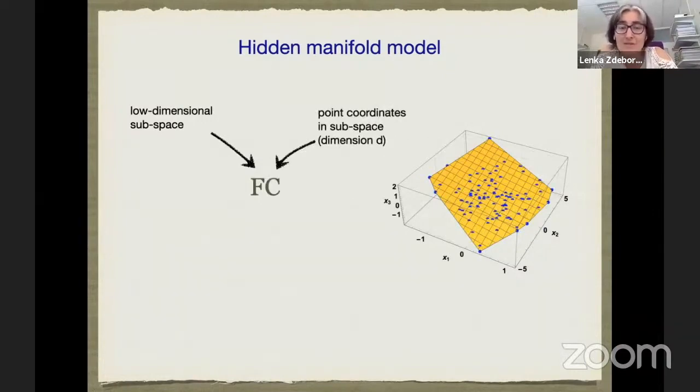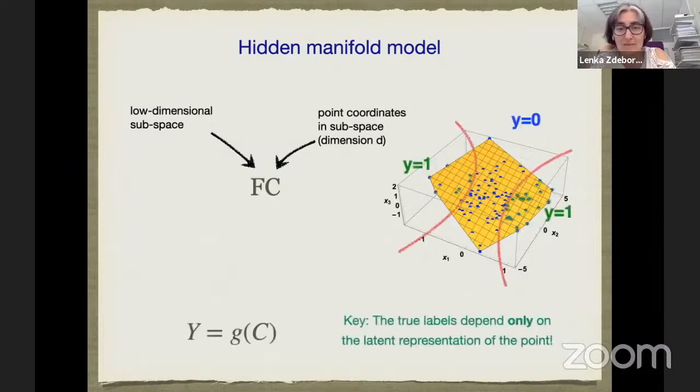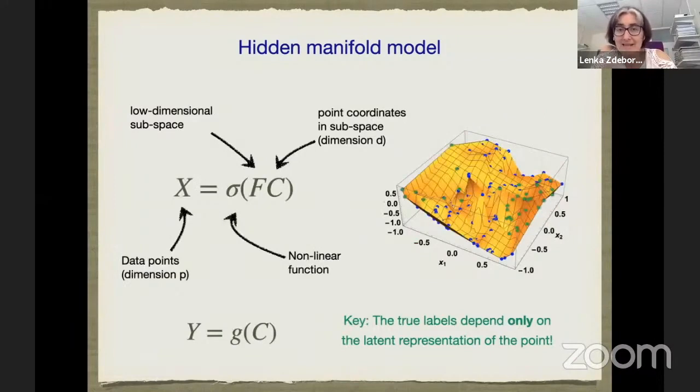Then I take a matrix of coordinates on that submanifold, which I will call C in the talk, corresponding to the blue points in the picture. Then I create the labels. I take the coefficients on the manifold, the coordinates C, and use a teacher neural network to generate labels from these coordinates C. And finally, I create the input data X by applying a nonlinear function sigma on the product F times C. This folds the manifold, or hides it in the input space, and this will be my input data X.